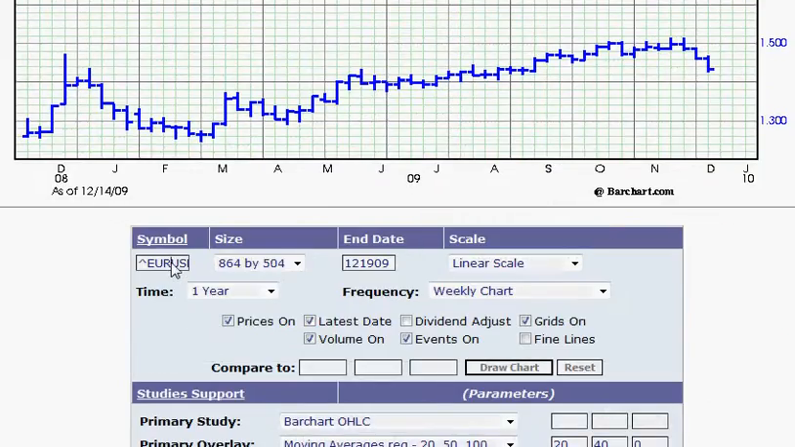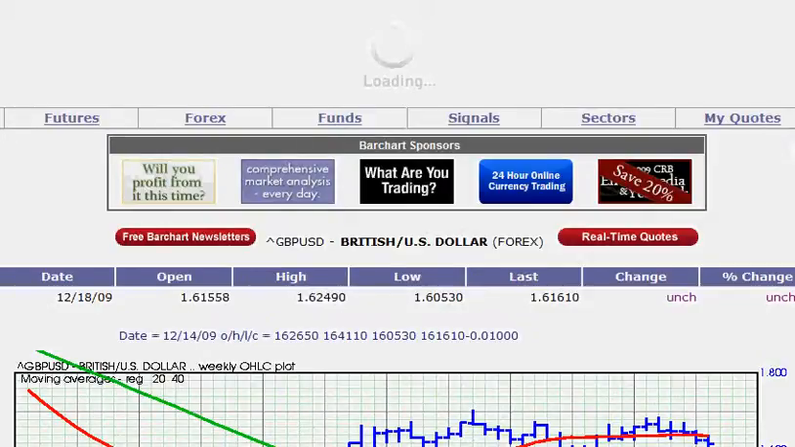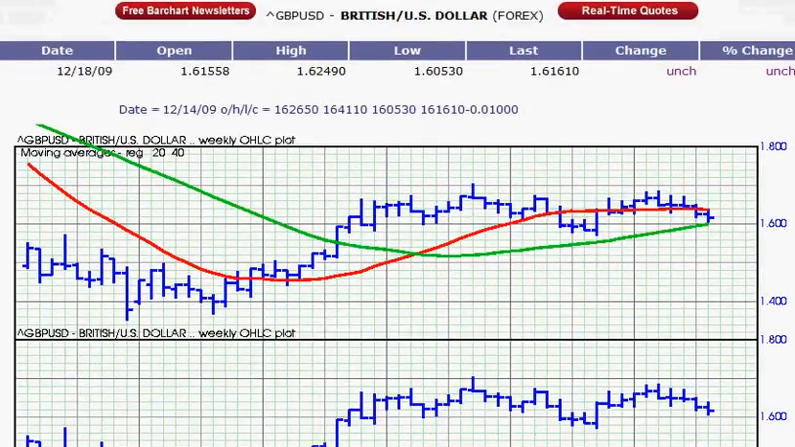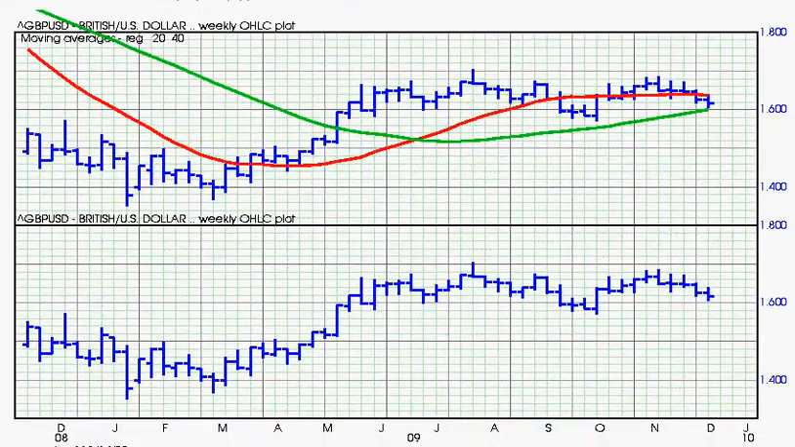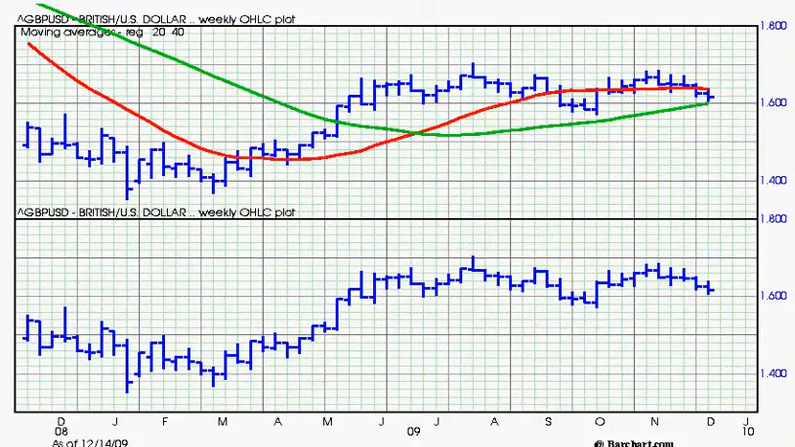Okay, now let's look at the GBP. What will happen on these markets a lot of times is if it's a strong uptrend, it will hold at the 20 and 40 day moving averages on the daily chart. But after the market has had a bigger move up, or just whenever it decides it wants to, sometimes it'll make a steeper correction.